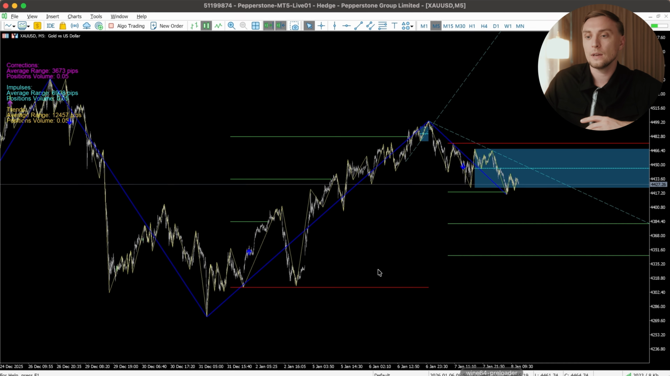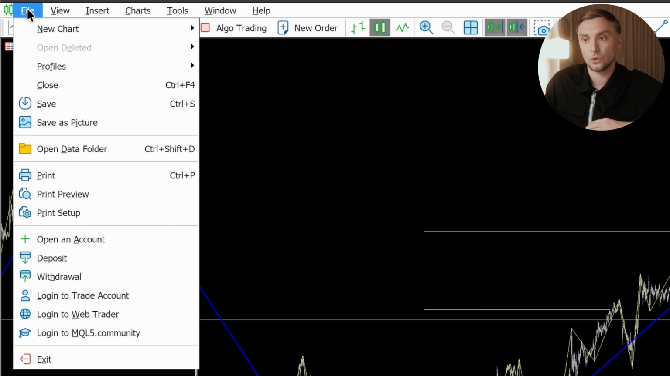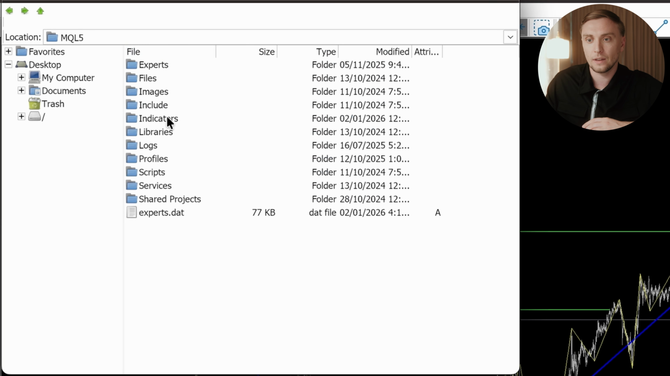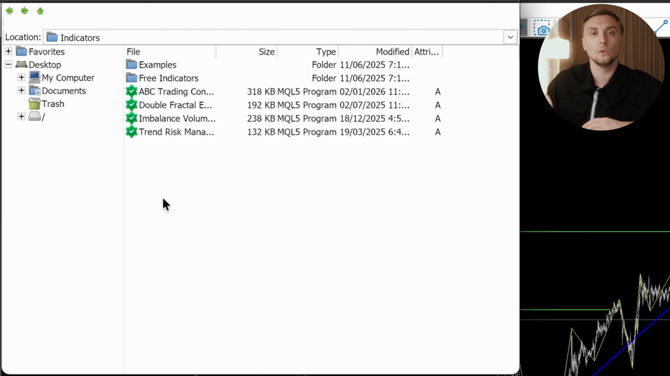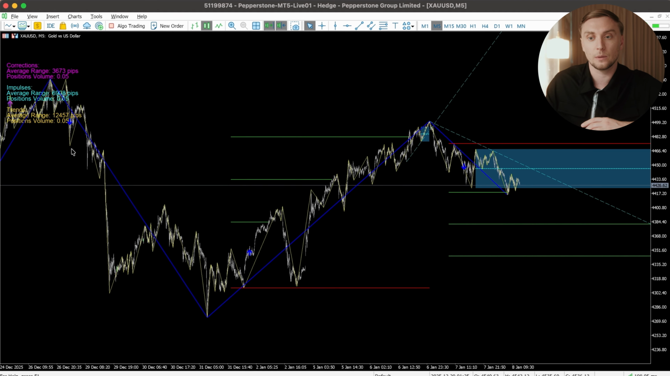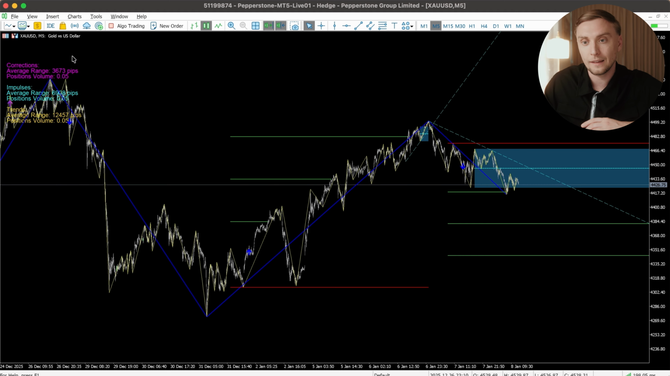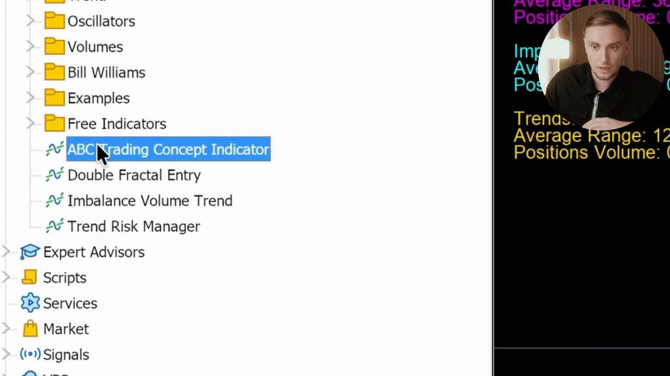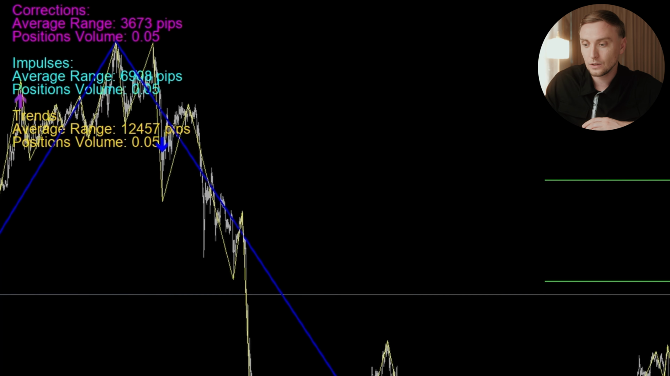If we are talking about MetaTrader 5 and MetaTrader 4, you will get a file, so you need to install this indicator. How to install a custom indicator in your MetaTrader? It's very easy, but I will just remind you. We go to File, open Data Folder, then MQL5, then we open the Indicators folder, then we copy and paste the file of our indicator into this folder. After that we refresh our trading terminal by switching it off and on, and then you will be able to see this indicator in the Navigator. You see ABC trading concept, and after that you can install it on the chart.